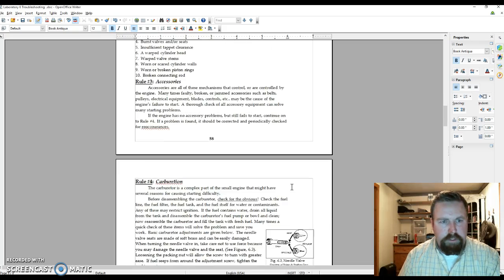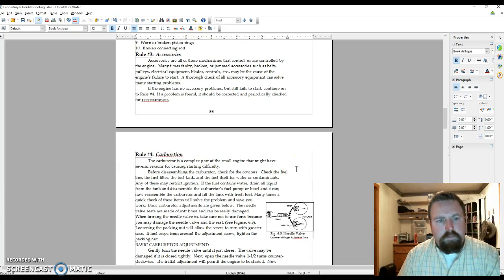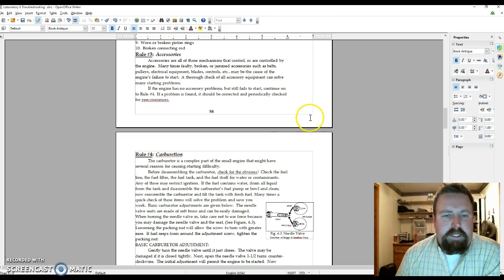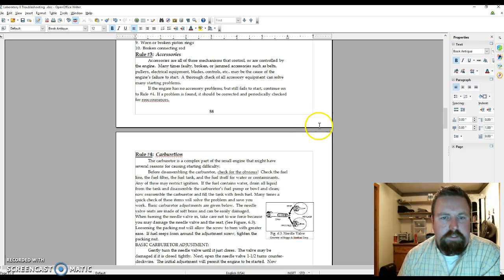Rule number 3 we're looking at here is accessories. One of those things is checking all those different little accessories. If you have an engine that has electric start, you have additional accessories that may not be functioning correctly. Also, if you have a lawnmower, let's take for example a riding lawnmower, a lot of times those have blade engagement sensors, meaning that if you have the blade engaged, it will not allow you to start the engine. The blade must be off before you start the engine. So those are things that you want to check before you jump to the next couple of items.